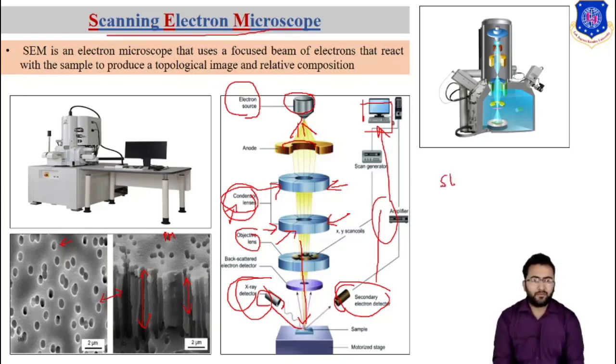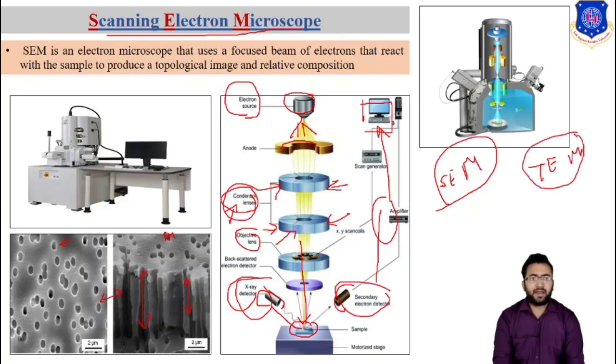In SEM, we are just going to scan the surface of the object, or sample, whereas in TEM, we are going to scan the entire sample. So in TEM, the electron is passed through the sample.